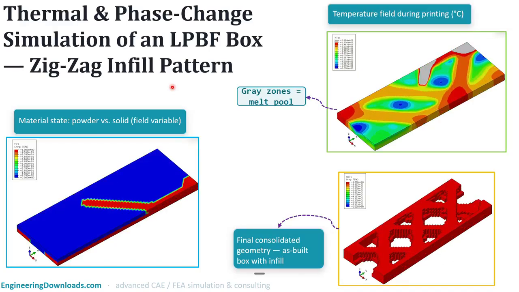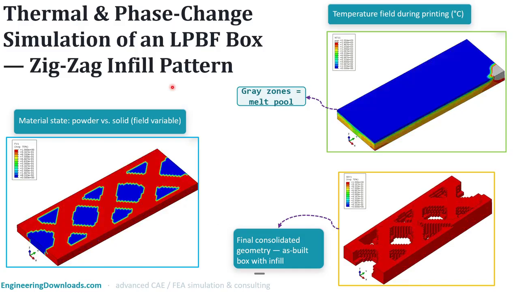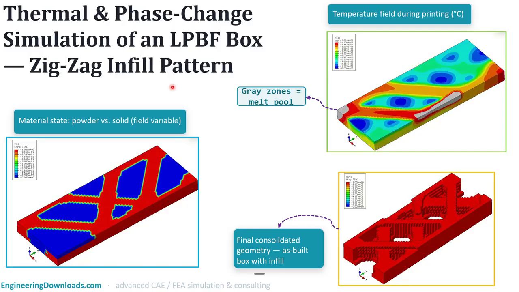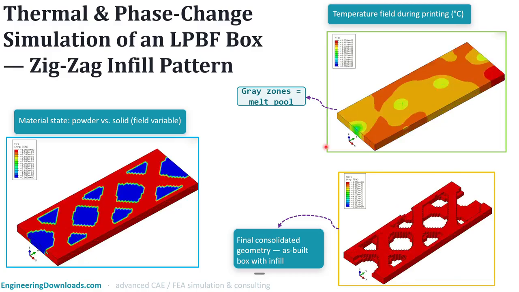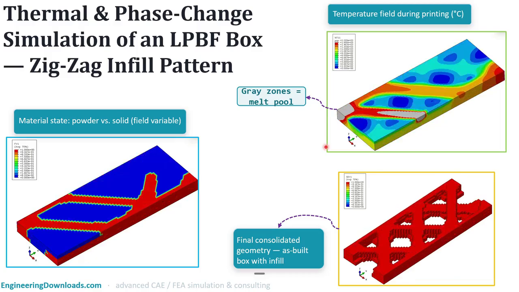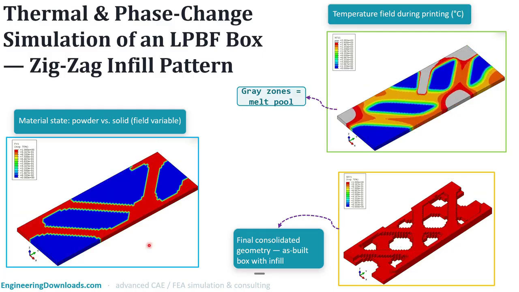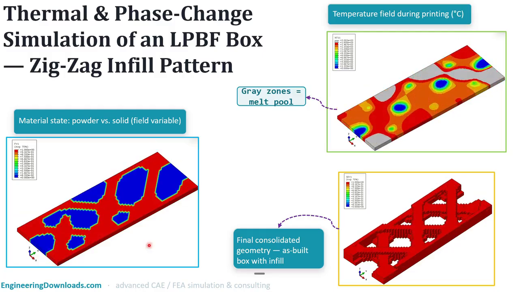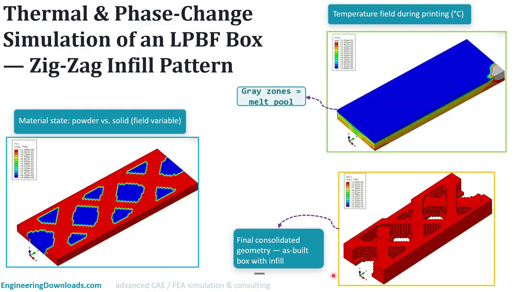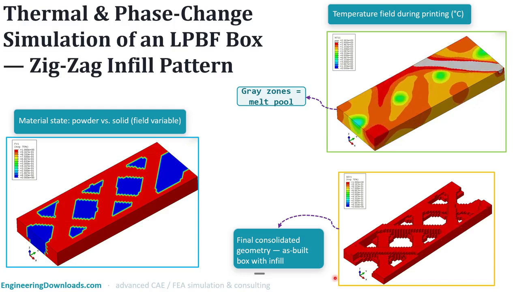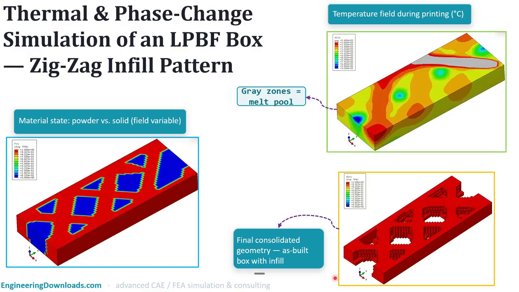It also includes the zig-zag infill pattern box simulation that we will see next. As a gift, this package also includes a 3D printed box simulation with a zig-zag infill pattern built using the Abaqus AM Modeler plugin. You get the temperature field during printing, with the gray zones marking the melt pool. You also get the material state, powder versus solid, as a field variable. At the end, you see the consolidated geometry, the as-built box with its infill pattern.